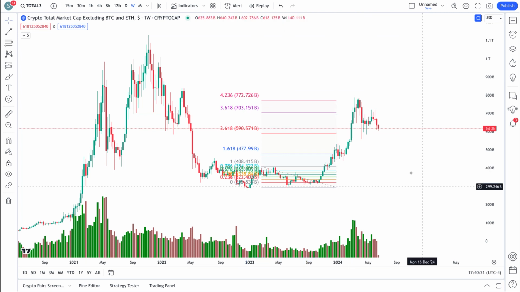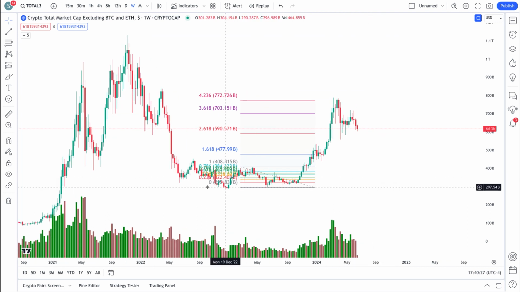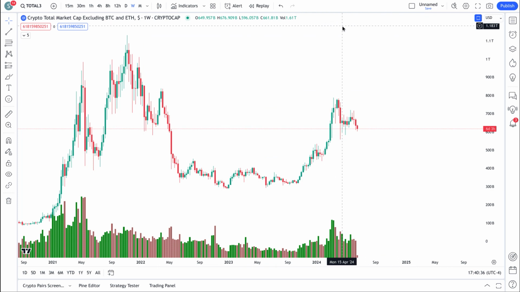Close enough. You can see there, look at that, a full 4.236 extension right to the dot. That's a 1, 2, 3, 4, 5. All right, so what are you expecting after that? Well, an ABC pattern, right? That's what we'd be looking for here.